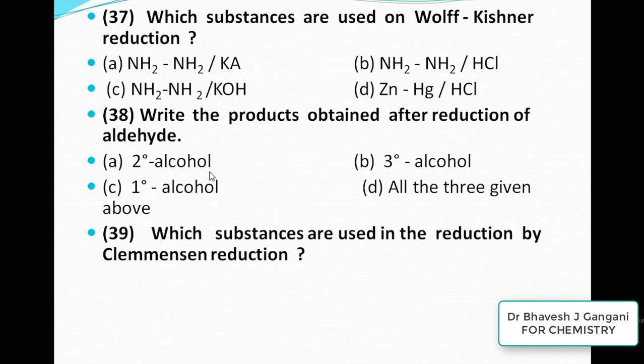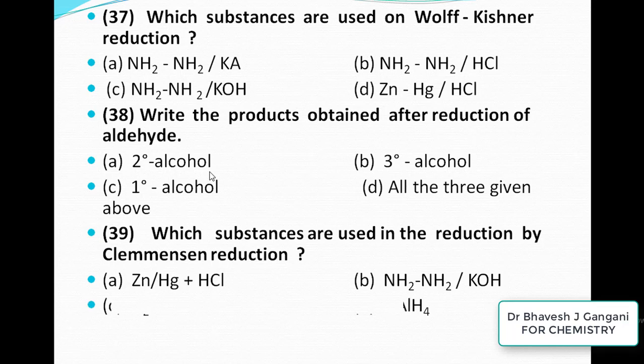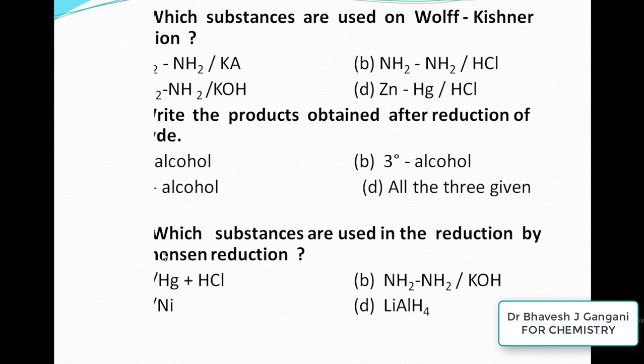Now question number 39. Which substance is used in Clemmensen reduction reactions? Options are given here. Clemmensen reduction reaction is used to convert carbonyl group into hydrocarbon. C double bond O is converted into a methylene group. So zinc amalgam and concentrated HCl is used by us. So correct answer is A, zinc amalgam and concentrated HCl.